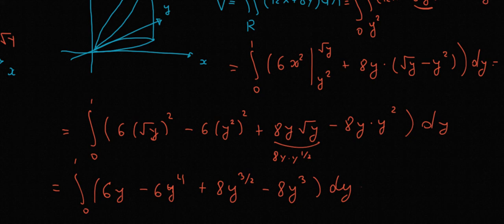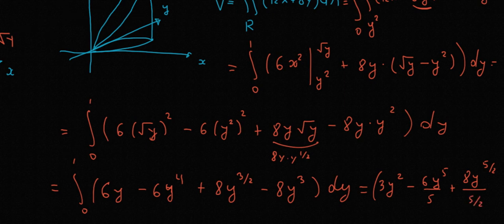We use the power rule to find the antiderivative. It will be 3y squared minus 6y to the 5th over 5 plus 8y to the power 5 halves divided by 5 halves. And finally, minus 2y to the fourth.